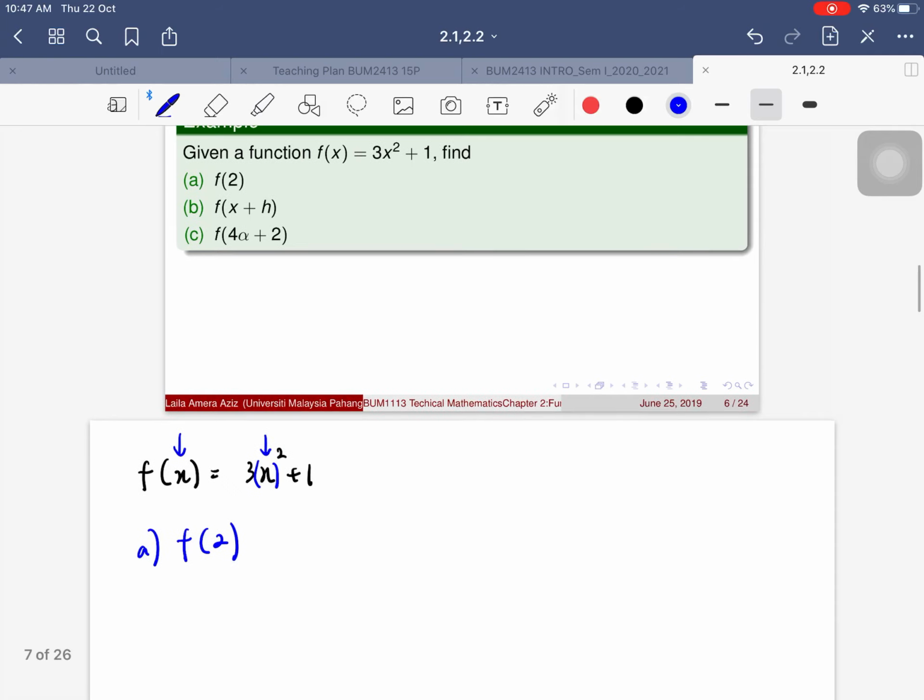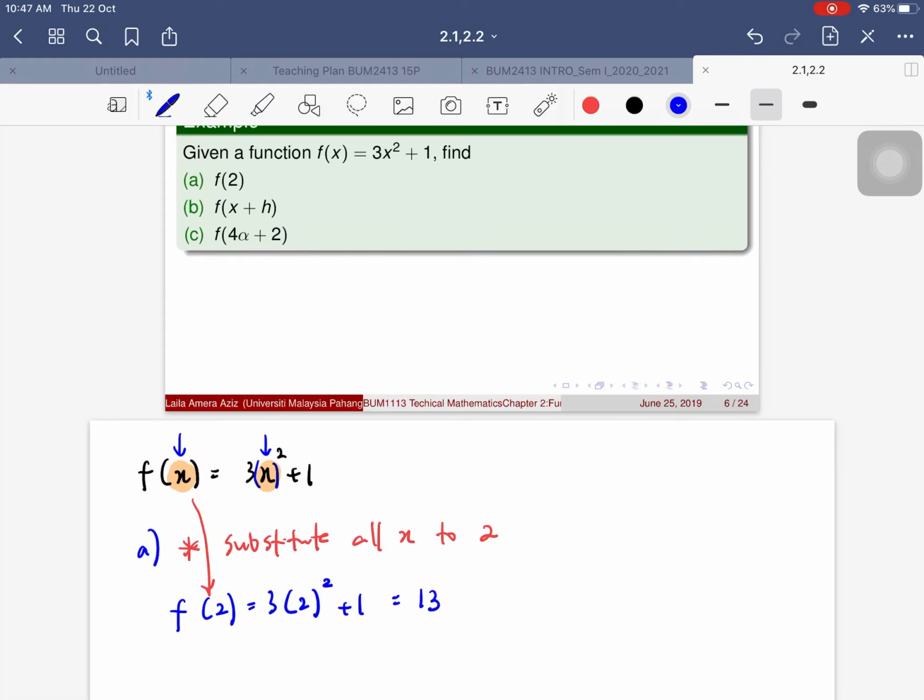So when I have f of 2, let me put a remark over here: substitute all x to 2. So what happens is I'm going to end up with f of 2. Where's the x position here? X, and this is going to be x. Wherever I have x, now it is going to be replaced by 2. And this is going to be 3 multiplied by 2 squared plus 1. Which is going to be 4 multiplied by 3, that's a 12, plus 1. That is going to be a 13.